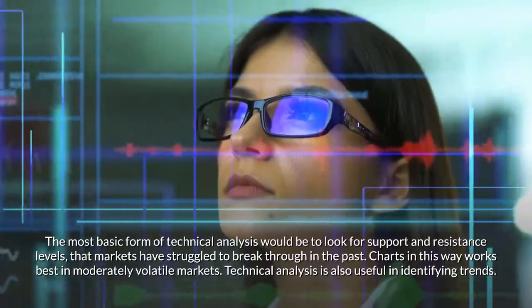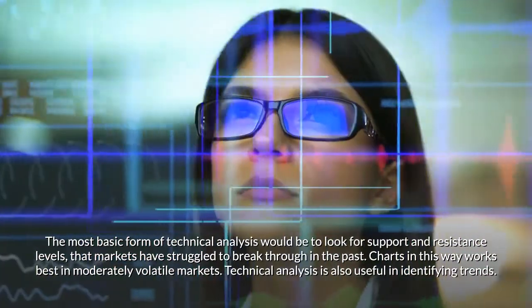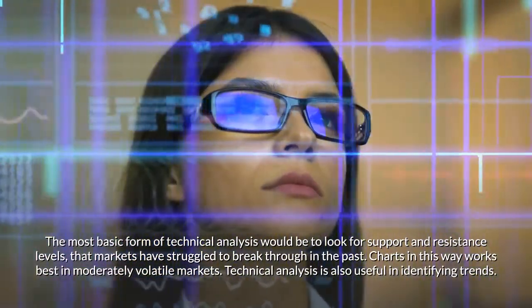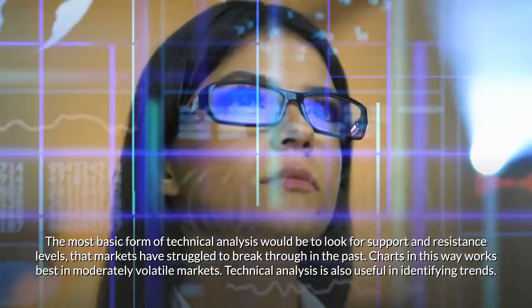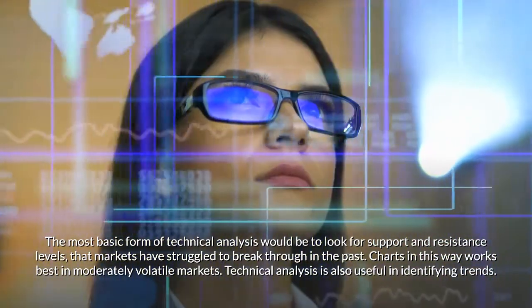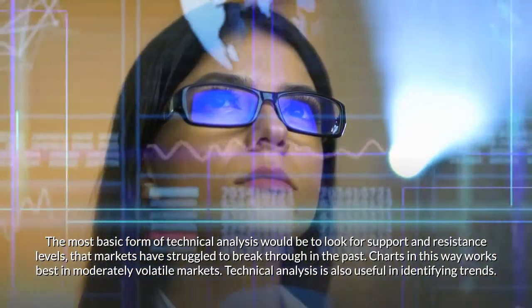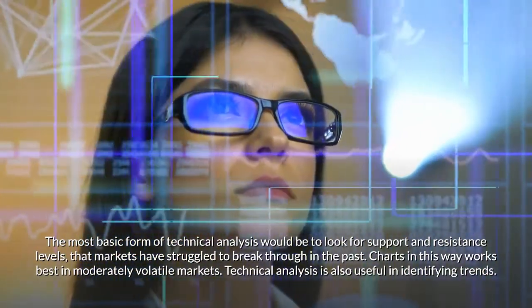The most basic form of technical analysis would be to look for support and resistance levels that markets have struggled to break through in the past. Charts in this way work best in moderately volatile markets. Technical analysis is also useful in identifying trends.